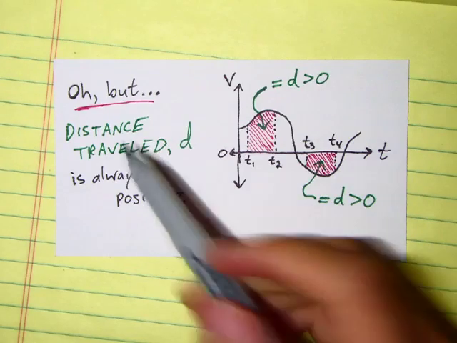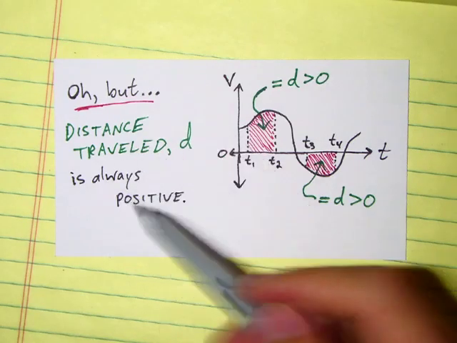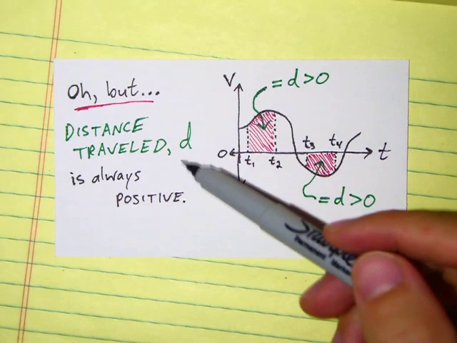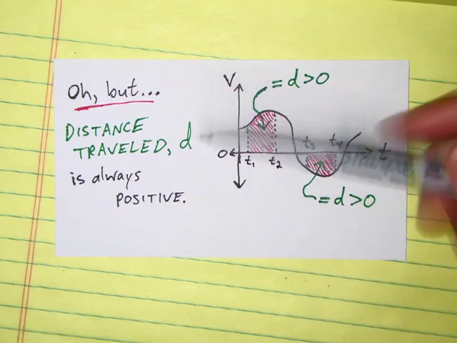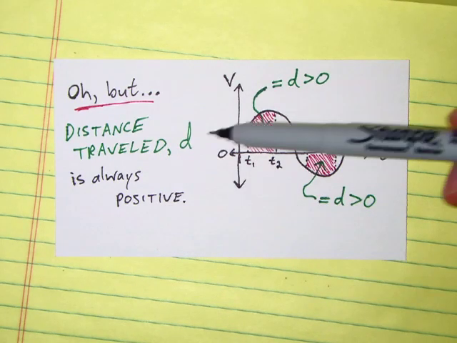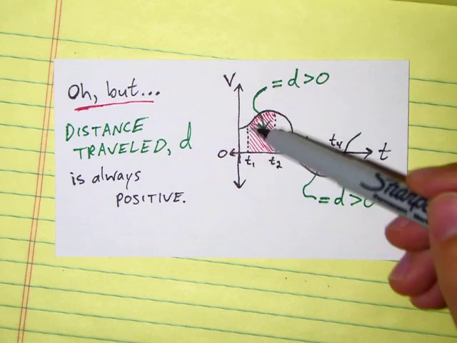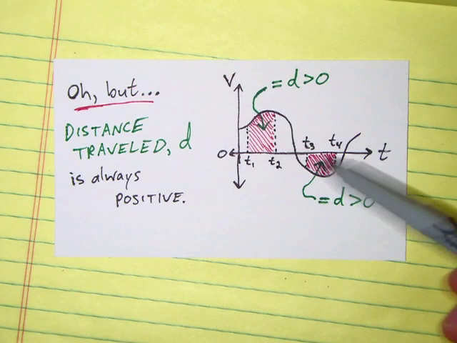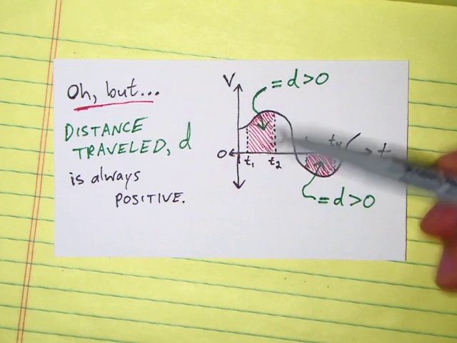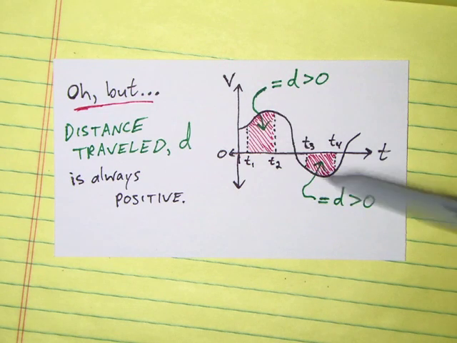But distance traveled, remember, is always positive. This is the change in the reading on your odometer while you're moving. So for distance traveled, any change in your position is a positive move. So you're moving here and you're moving here. This counts as a positive distance traveled, and this also counts as a positive distance traveled. Let's look at an example.